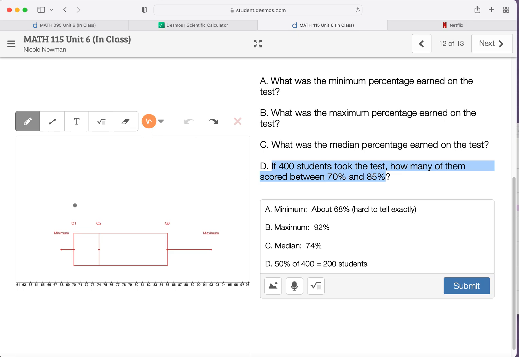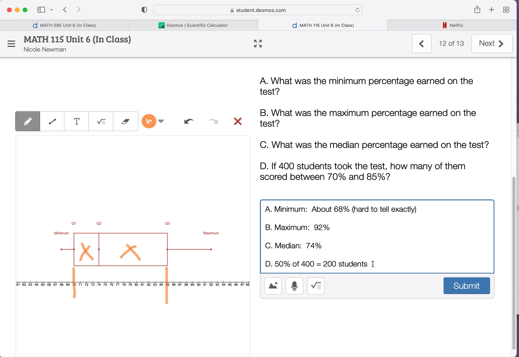So in my picture, 70% is right there and 85% is right there. And that means that we need to use these boxes on the box and whisker plot. We use 2 of them, and they account for 1/4 of the data points each. So 2 sets of a 1/4 is a half. Or you can think of it in terms of percentages. 25% live in this little smaller box, 25% live in the second box. And so we have 50% that we're worried about. 50% of 400 people taking the test is 200 students.